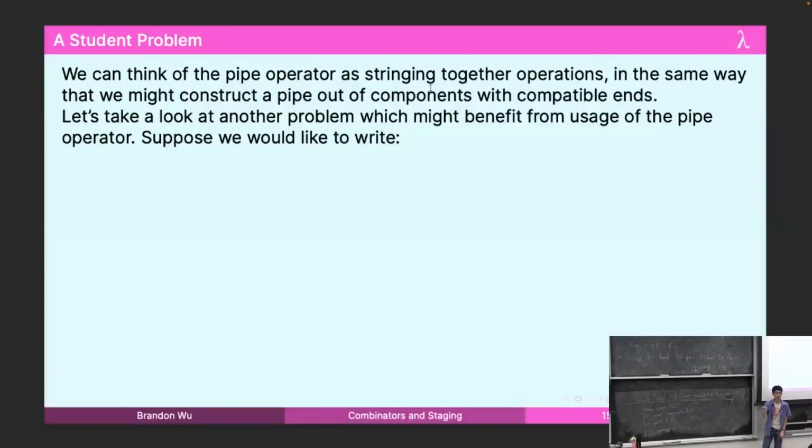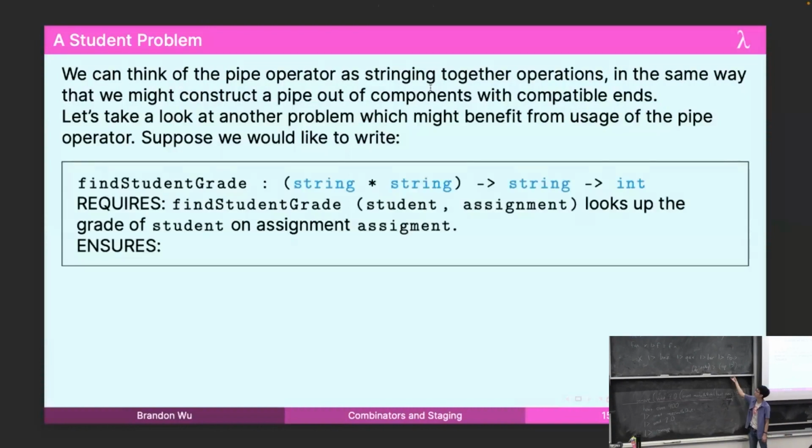Suppose I have an example for you here. I'm trying to write a function that will help me find a student's grade. I take in two things. I take in a string star string, which is a tuple of the student's name and the assignment's name. And I take in another string, which is the path of a file on my computer, like tilde/desktop/150grades.txt, or CSV, whatever. And then I want to look up that student's grade on that assignment and return to you an integer, okay?